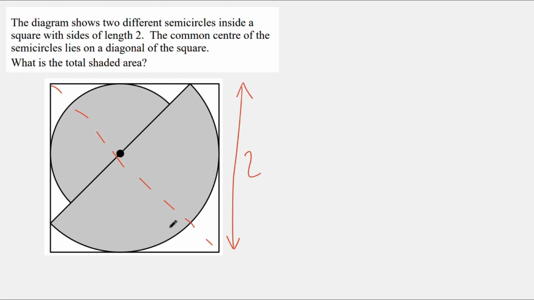We want to know what is the total shaded area, so this semicircle's area plus this other semicircle's area. If you want to have a go at this problem, pause the video now and give it a go for yourself, and I'm going to dive straight into a solution.